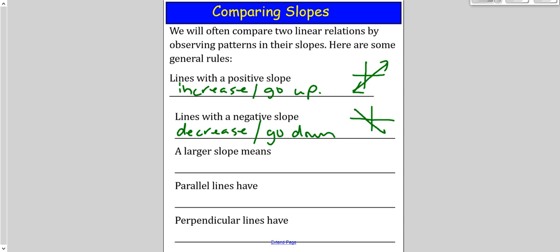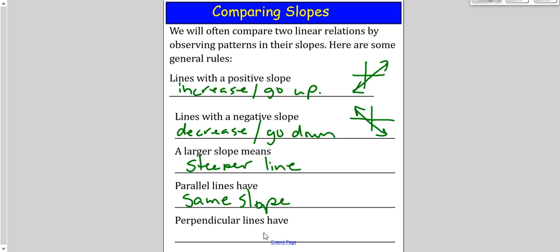And if I drew an example, it could look like this. A larger slope means a steeper line. The larger the number, the steeper the line. But remember, positive or negative doesn't matter. It's just the actual number. Parallel lines have the exact same slope, both negative, both positive, same number, everything. So exactly the same slopes.